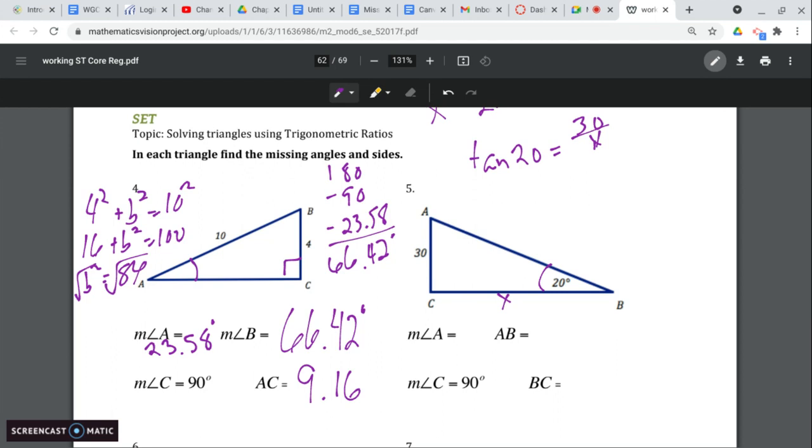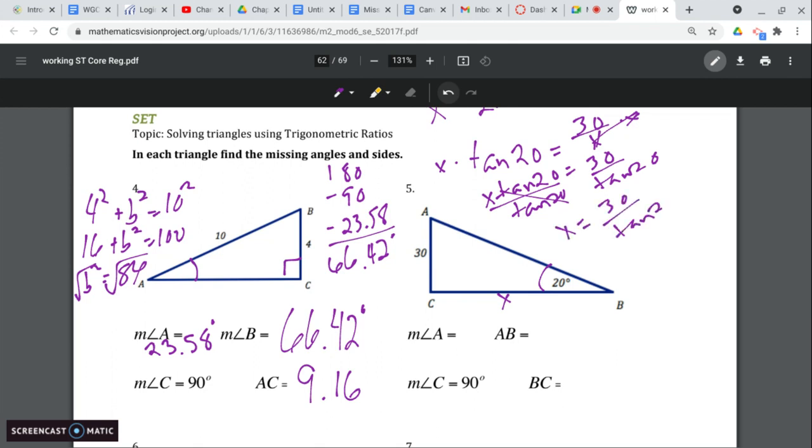Now, in order to solve this, well, we'd multiply by x, that would cancel, so we'd have x tangent 20 equals 30. We still have the variable with something. Oops, not divide by x. We divide by tangent 20. That cancels, so we'd have x equals 30 over tangent 20.